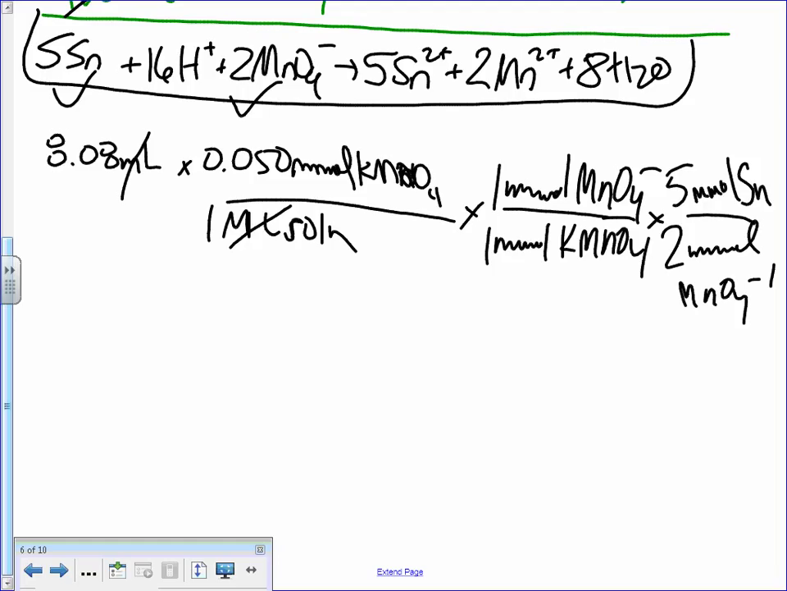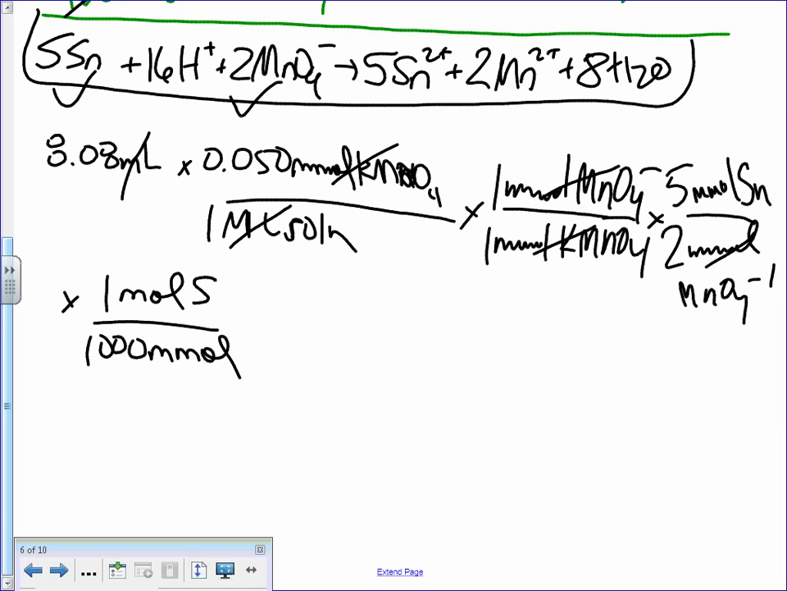Can we just continue from here and get straight to grams? You guys want to go to moles first? Okay. So, millimoles of permanganate, MnO4 go away. So we're in millimoles of tin. A millimole is just, 1 mole is 1,000 millimoles. So really we're just dividing by 1,000. So this is moles of tin, by the way. Last step.